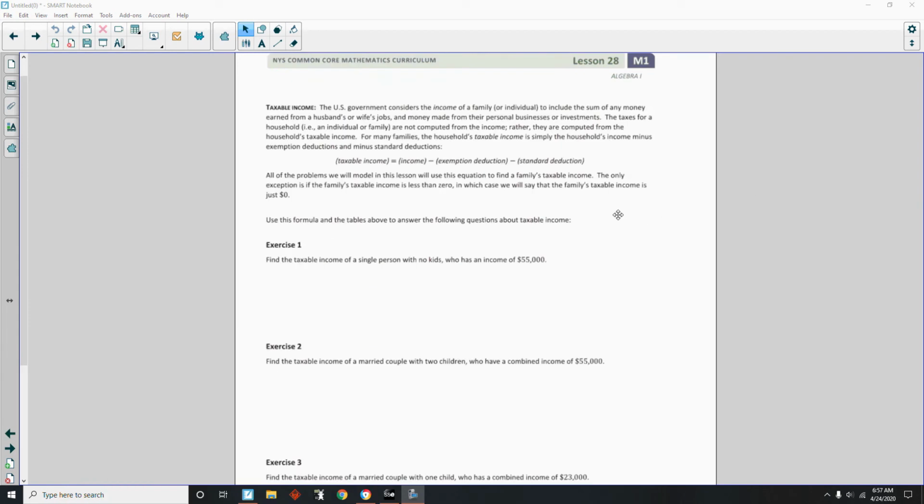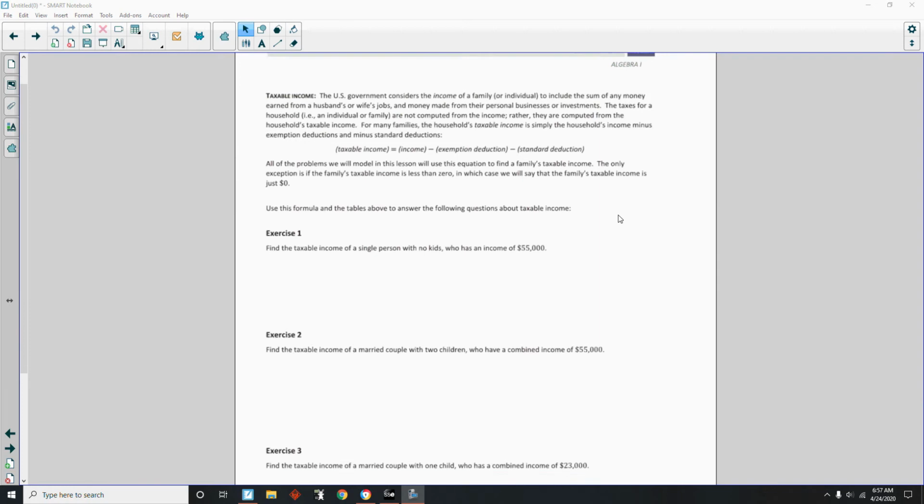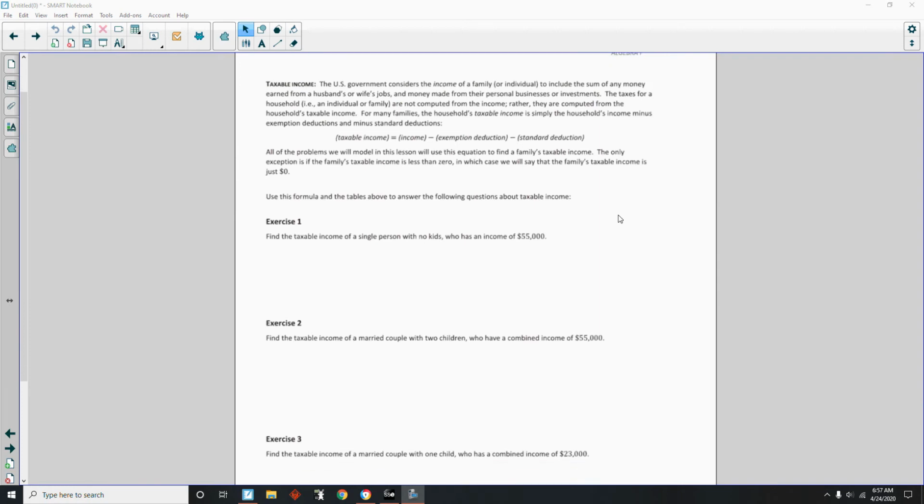Okay, page 2 brings us to exercise 1, and let's read this top part first. It says taxable income. The U.S. government considers the income of a family or individual to include the sum of any money earned from a husband's or wife's job and money made from their personal businesses or investments. The tax for a household, for example, an individual or family, is not computed from the income. Rather, it is computed from the household's taxable income. So for many families, the household's taxable income is simply the household's income minus exemption deductions and minus standard deductions.